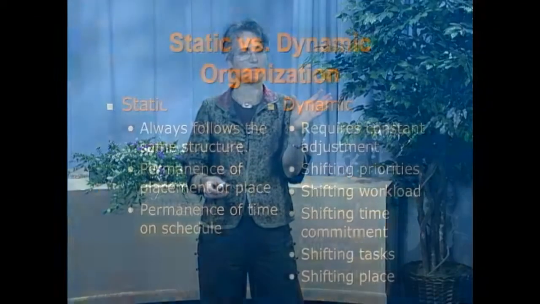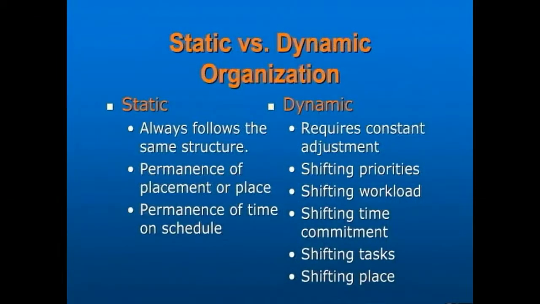And one is static organization, and the other is dynamic organization. What static organization represents is a permanence in time, a permanence in place, a permanence in structure. What dynamic organization represents is shifting time loads, shifting priorities, shifting structures. And when we look at this, we can start to understand where our children are breaking down in their organizational tasks.